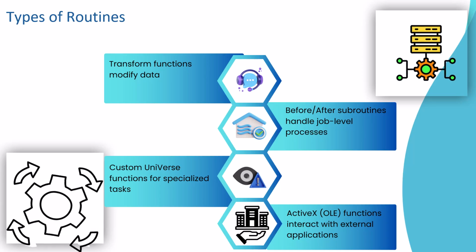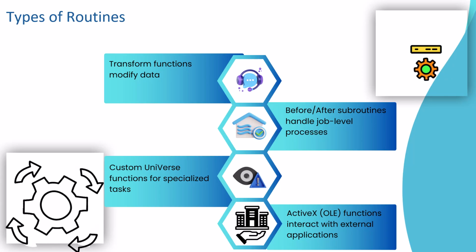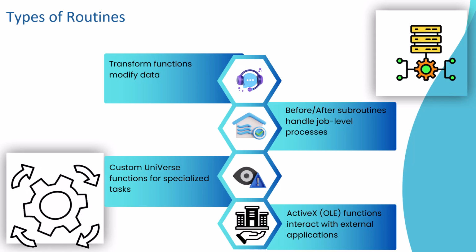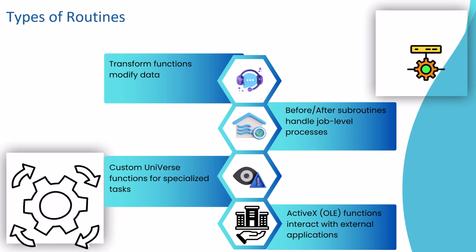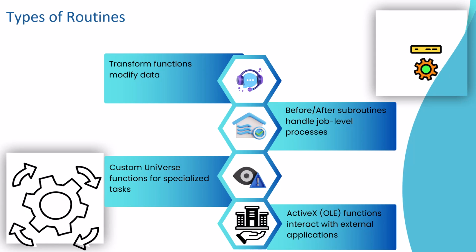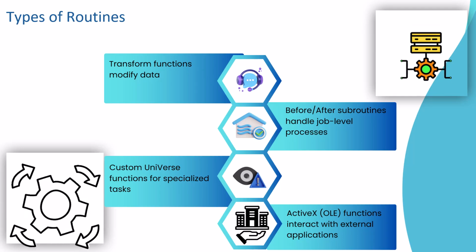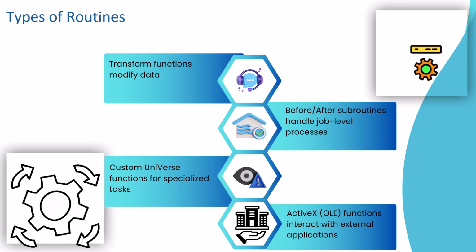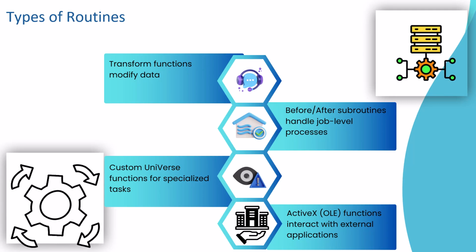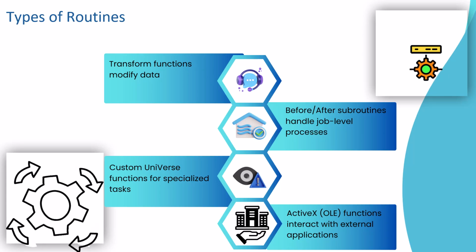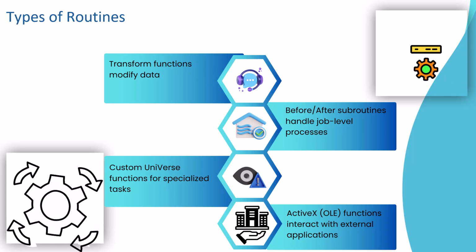Routines aren't just a one-size-fits-all deal. Transform functions help modify data on the fly, while before/after subroutines handle processes at the job level. If you need something more advanced, custom universe functions step in for specialized tasks. And let's not forget ActiveX functions. They help DataStage talk to external applications. Each type has its own role, so knowing when to use which is key.